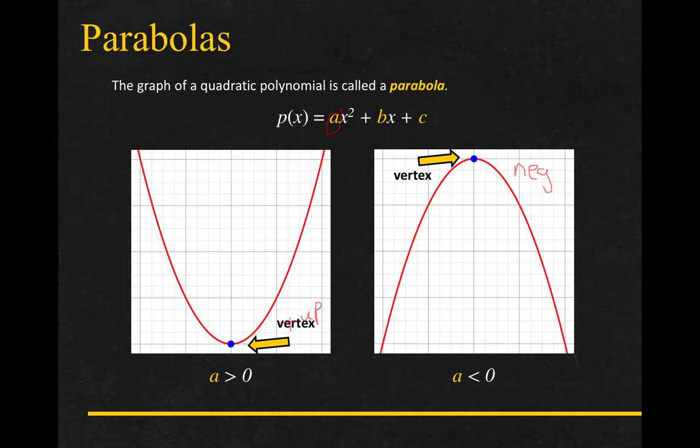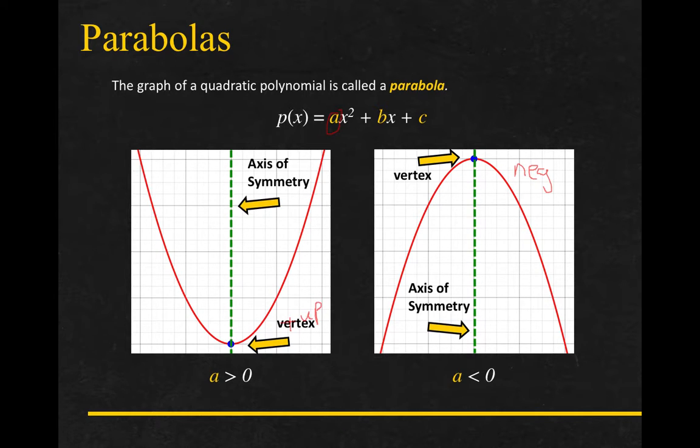So the vertex is your turning point. Also through the vertex, we have what we call the axis of symmetry. We're going to talk more about these as we go with the parabola. This is just an introduction. If you haven't taken grade 10 before, or you took it a long time ago, this is going to introduce you to quadratics. We introduced that in grade 10.